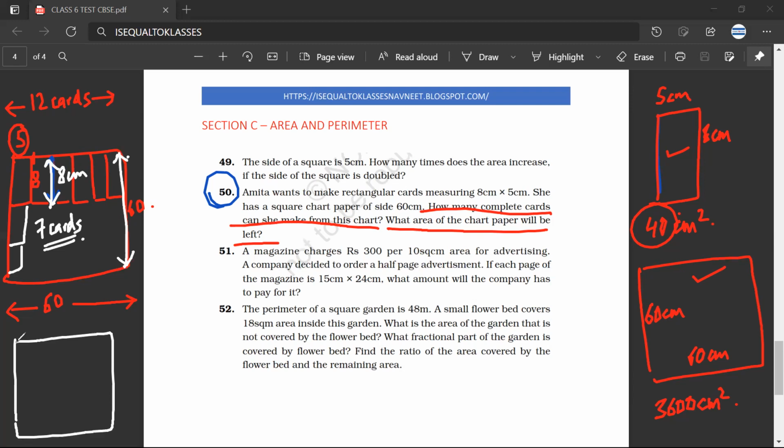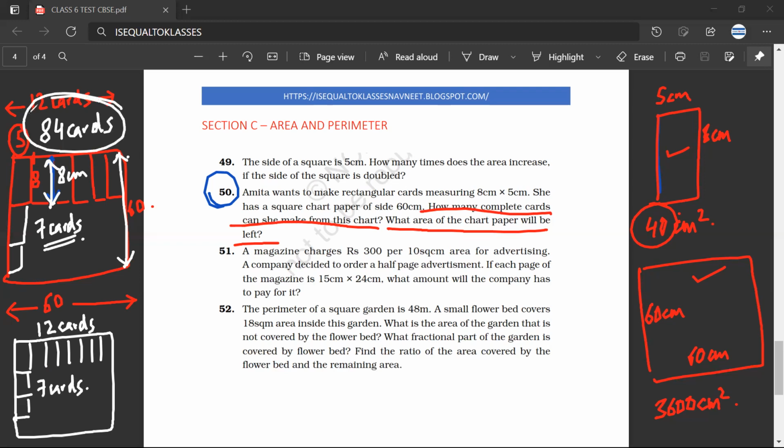Yes, sir. So basically what will start happening is that you can only put 12 cards here like this. And you can only put 7 cards like these. So 12 into 7. 12 into 7 is 84 cards. Mr. Sarthak, any doubt?